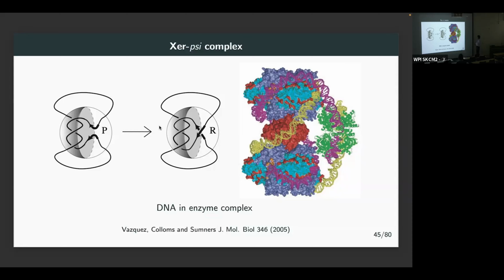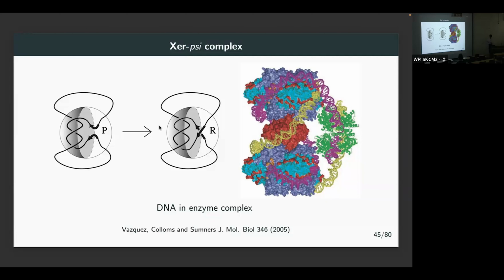This is a picture of the inside of the enzymatic complex. The yellow one and the purple one are double-stranded DNA, and the green one is an enzyme which acts on the DNA. And these are proteins inside the enzymatic complex that help the enzyme act. So in this part, the enzyme acts and cuts the DNA and does the reconnection as in this picture.